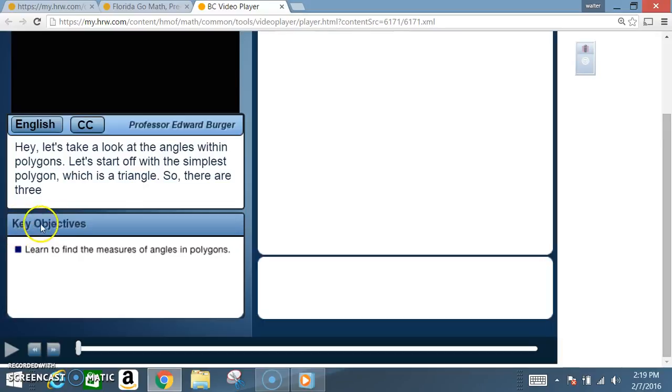Write down the key objectives. And so far, it's to learn to find the measures of angles in a polygon.